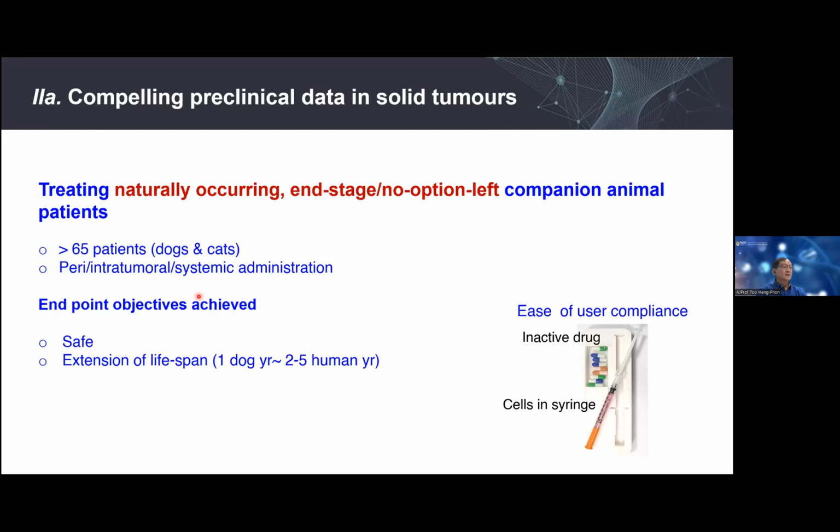To date, what we like to say is that it is safe. We have not seen a single case where the companion animal had any severe adverse reaction. And we have seen, to our surprise, some of them extended life, and I'll show you some of those. 1 year of a dog's life is about 2 to 5 years, or some people say about 7 years of human life. And we have some of these companion animals that lived more than 3 years. And it's very easy to use. You put the cells inside your syringe, and all you have to do is inject to the site or systemically, and then you take a pill, and that's about it. I'll explain how these things work.